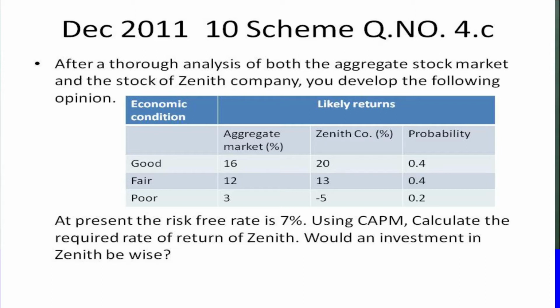So, they have given the economic conditions in terms of good, fair and poor. Likely returns they have given for the aggregate market and the individual company Zenith, and probability also they have mentioned. Then at present the risk-free rate is 7%. You are using CAPM, calculate the required rate of return of Zenith, and would an investment in Zenith be wise? They have asked, which carries 10 marks. Okay, same.